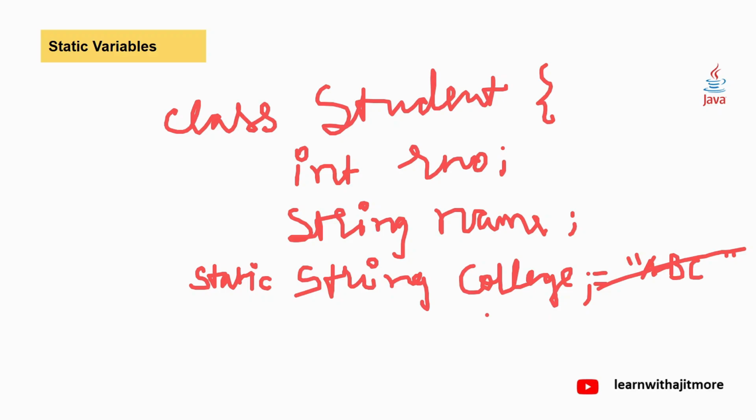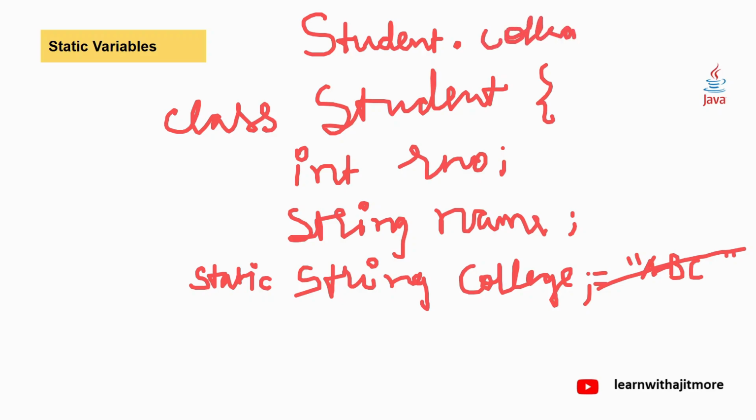Okay. Now, how to access them outside the class? How are instance variables accessed? By creating an object. First you'll create an object, Student s1 equal to new Student, and then you'll write s1.rollNumber, s1.name. But to access any static variable, there is no need to create an object. You can directly access it in the class name context. To avoid confusion, it is very much recommended that whenever you want to access any static member, you directly access it in the class name context, Student.college.